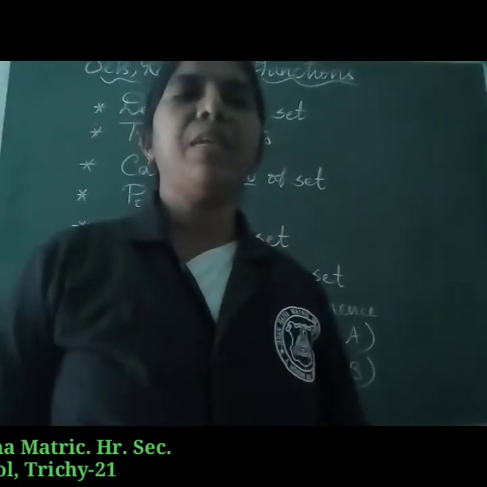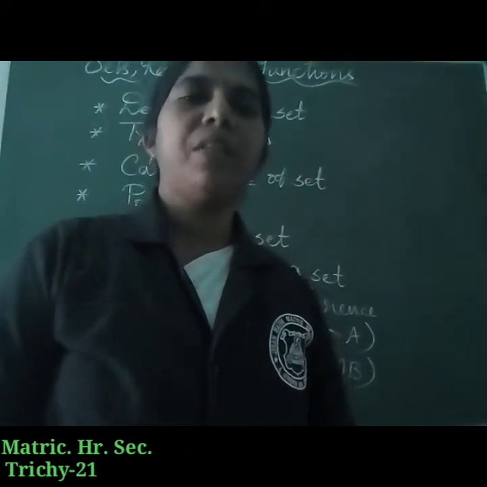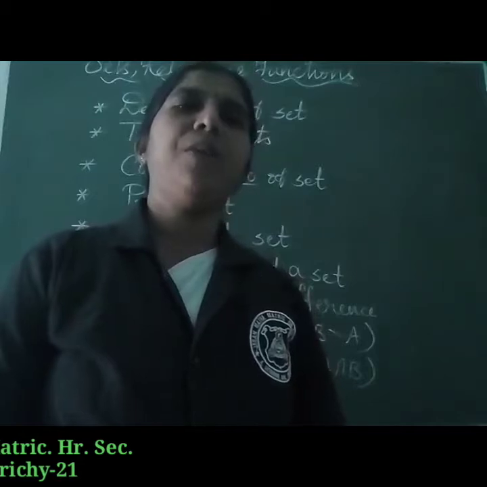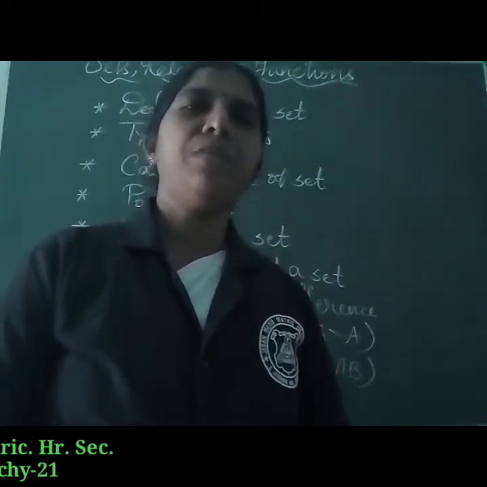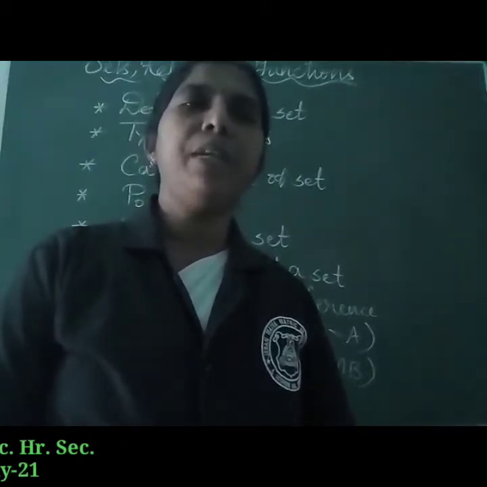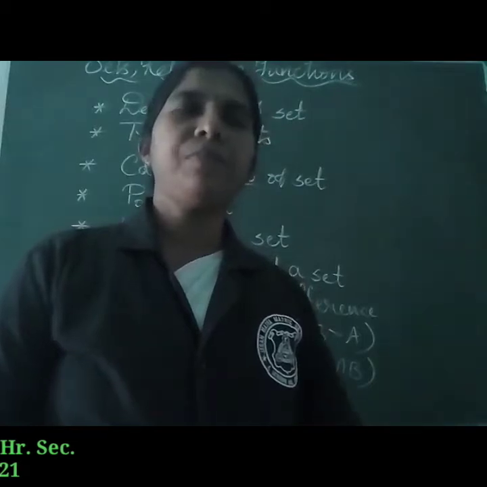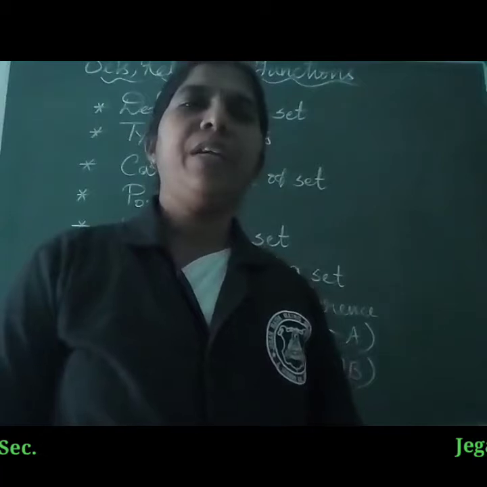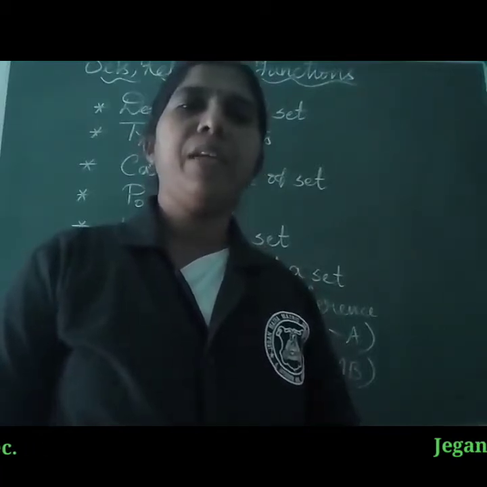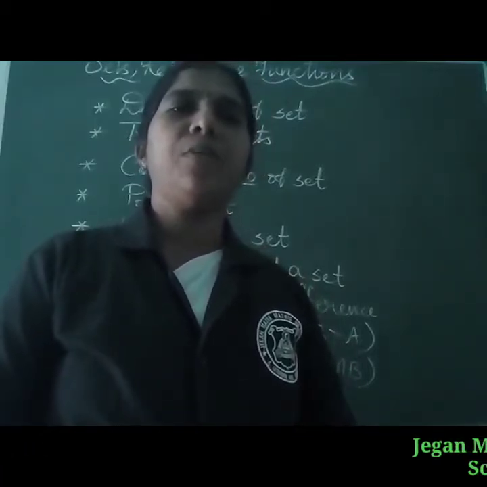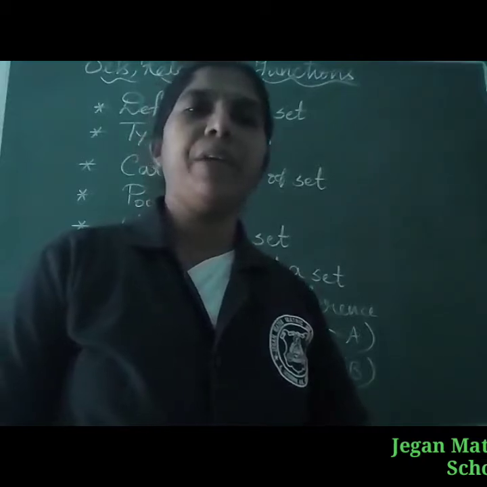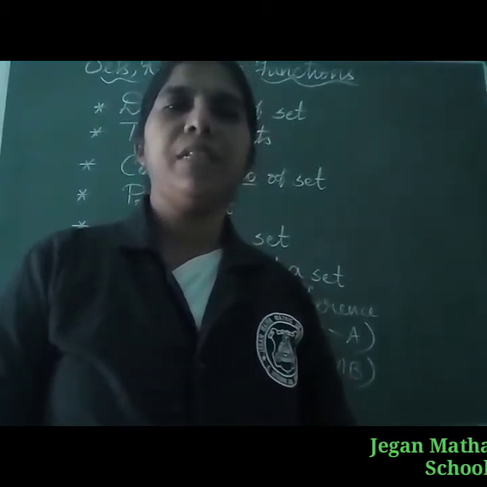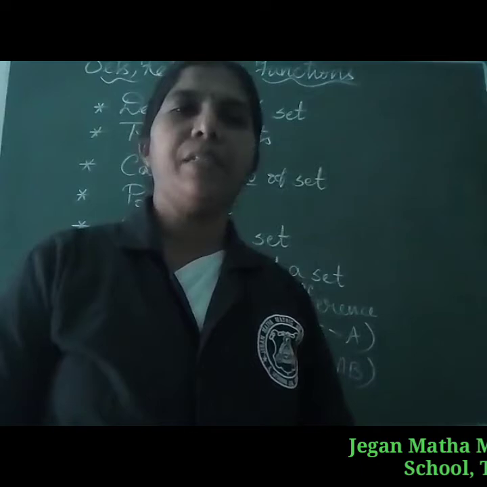What are the different types of sets we have studied? The first one, finite set. What do you mean by a finite set? A set which contains a countable number of elements, or a finite number of elements, is known as a finite set. In the other way, a set which has an uncountable number of elements, or an infinite number of elements, is known as an infinite set.